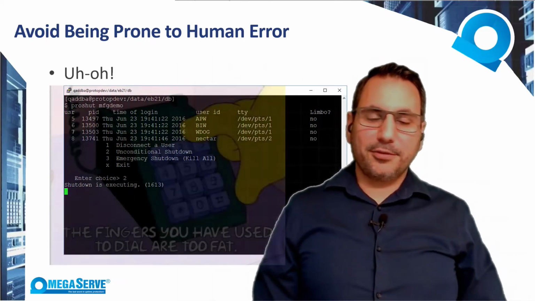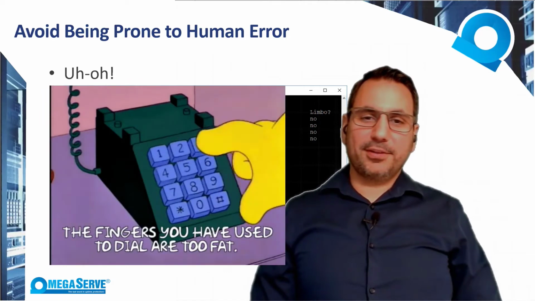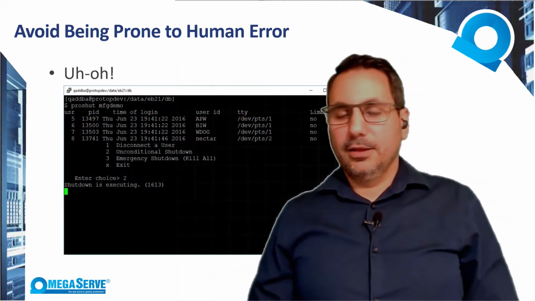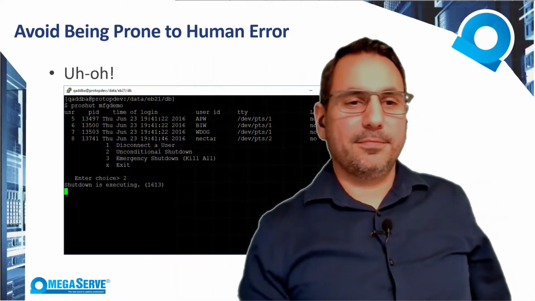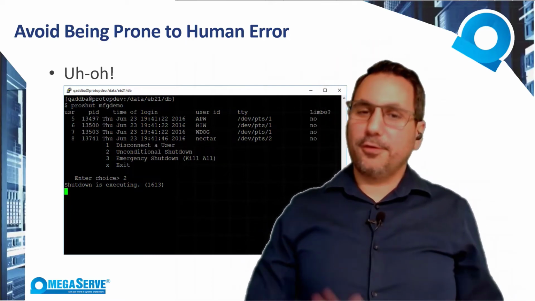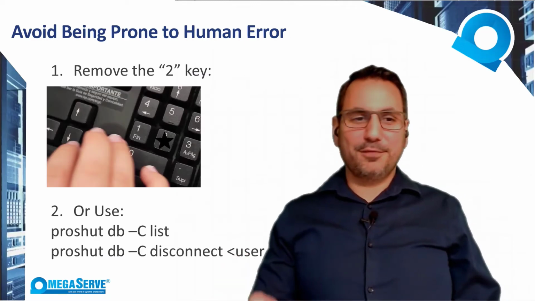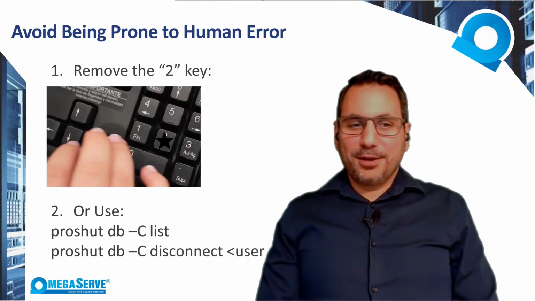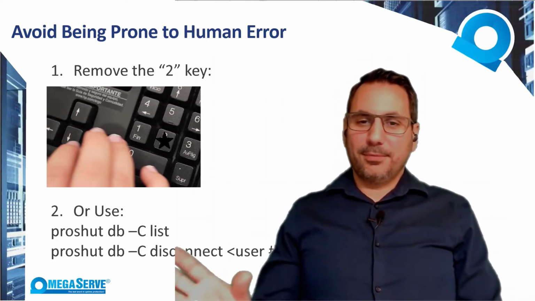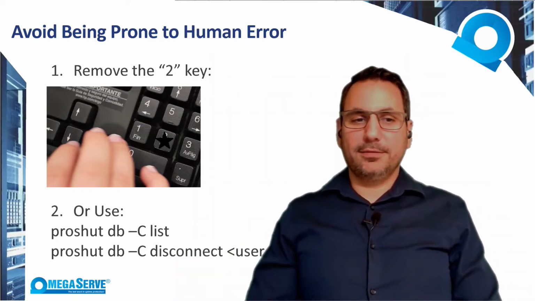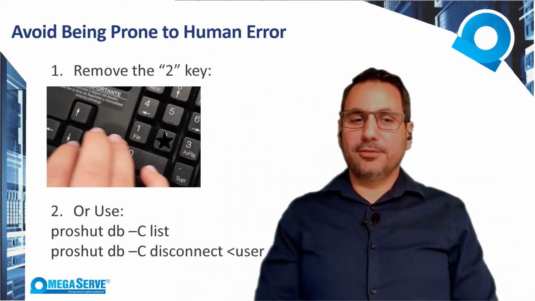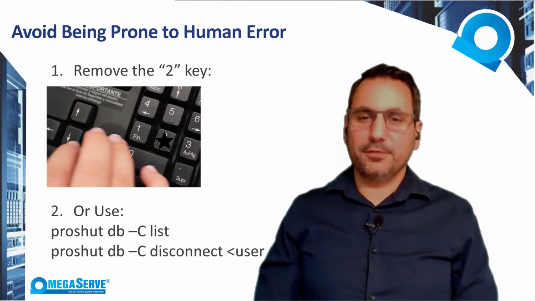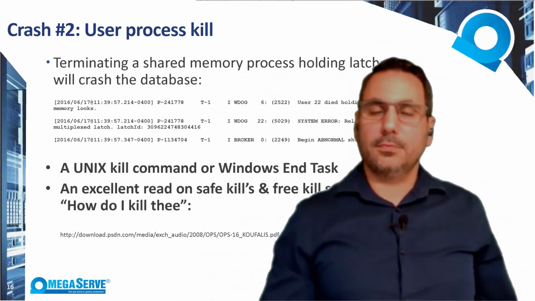Well, the disconnect user and the shutdown are basically one button away, one fat thumb away. So how do we mitigate this risk? A couple of ways. First way, we can remove the number 2 key from our keyboard, or make sure you run a proshut db list command. So run your proshut command, list out who you're about to disconnect. Don't just run that proshut menu where you can accidentally fat thumb the number 2.